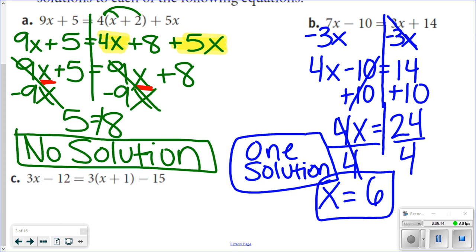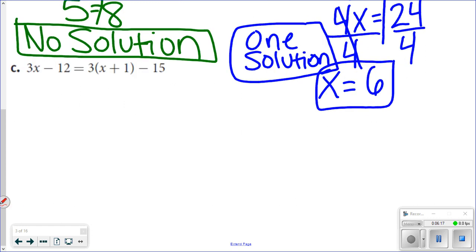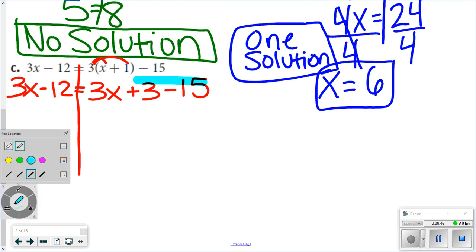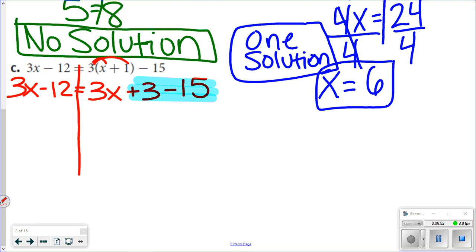Question C. I can't combine like terms or distribute on the left, so I'm just going to leave it alone to start with. On the right, we need to distribute, which is multiplying. So multiply 3 times x, multiply 3 times 1, bring down your minus 15. I have like terms on the same side of your equal sign. So we're going to combine those like terms.